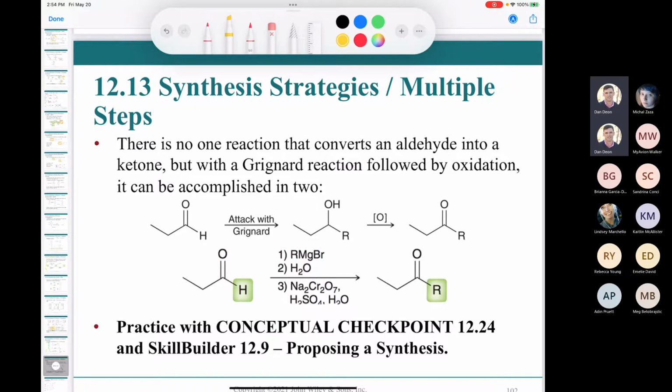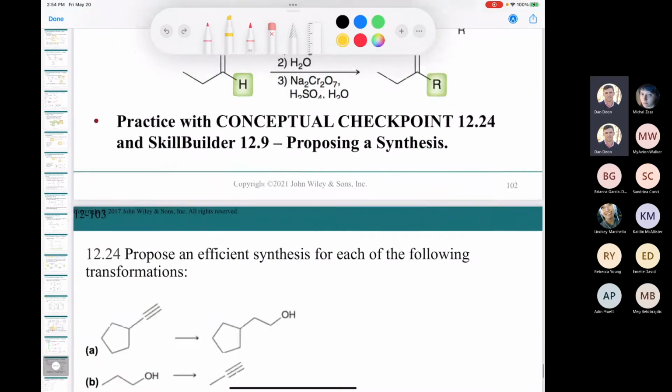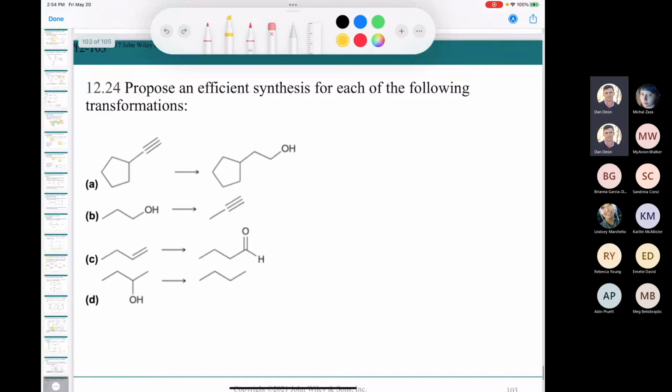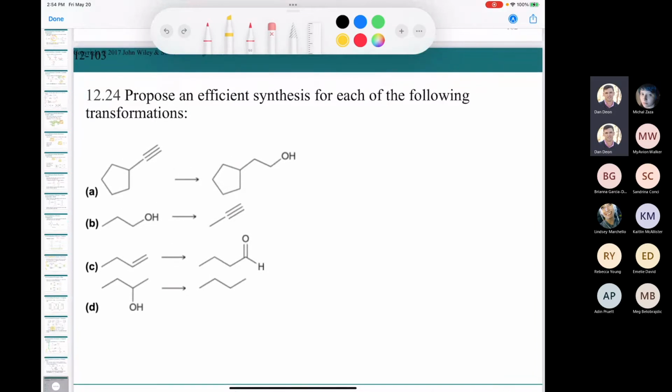You can see we're starting out with an aldehyde. We treat it with a Grignard to make an alcohol. Then we oxidize the alcohol to a ketone. So that's something kind of new. And with all that information in mind, let's try some practice problems.